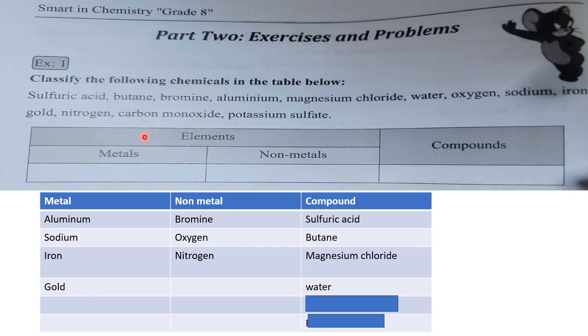Carbon monoxide, it's made up of carbon and oxygen. So it's a carbon and oxygen compound. Potassium sulfate, potassium and sulfate. So it's a compound.